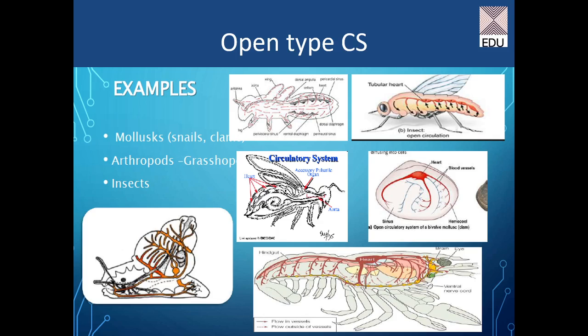Okay, now, so these are some of the examples of the open type of circulatory system. There may be mollusks, there can be arthropods, there can be insects. Here we have the unio, the bivalve, we have got a crayfish, the prawn, we have got some insects. So all they have the open type of circulatory system.